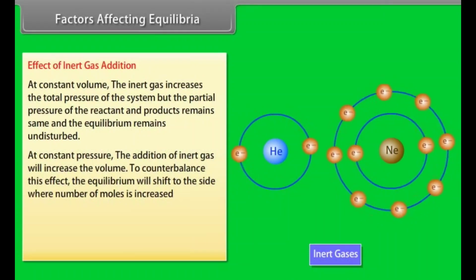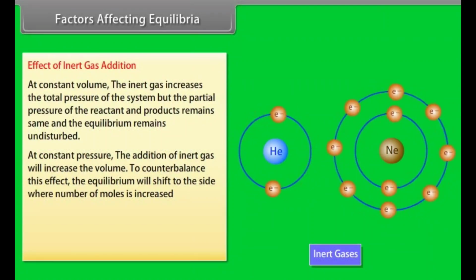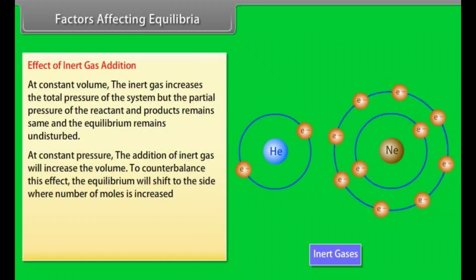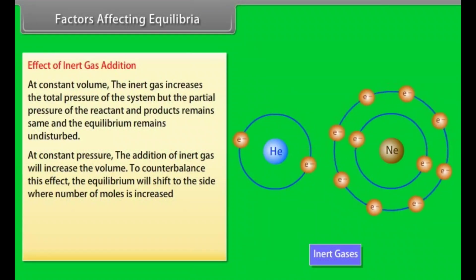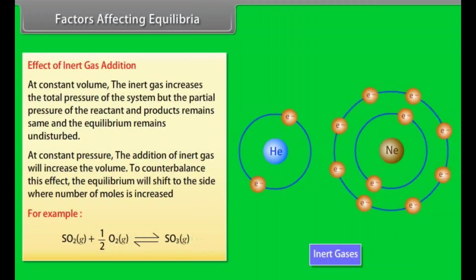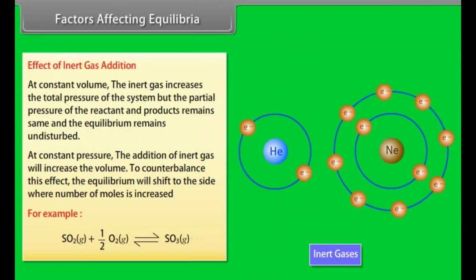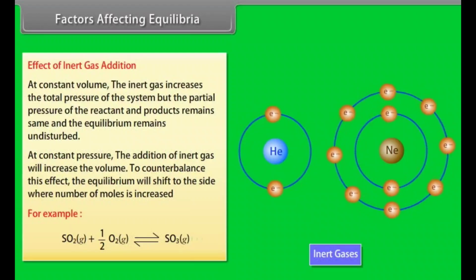At constant pressure, the addition of inert gas will increase the volume. So, to counterbalance this effect, the equilibrium will shift to the side where the number of moles is increased. For example, the addition of inert gas at constant pressure will push the equilibrium in the backward direction.